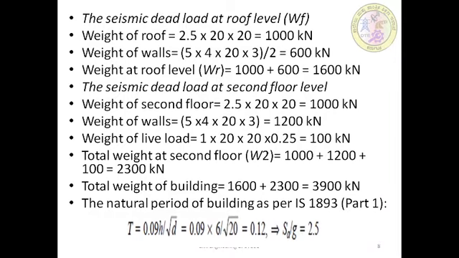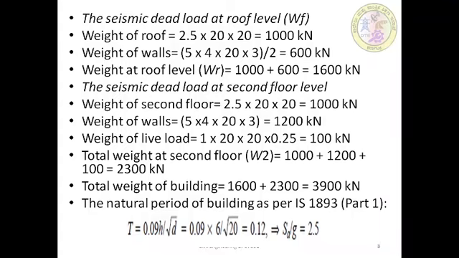Then the weight of the wall. Here a 3 meter height wall is taken, and the loading is 5 into 4 walls. Now half of the wall is to be taken because it is at the roof level, so that's why it is calculated as 600 kilonewton. And the weight at the roof level will be the weight of the roof plus the weight of the wall, so it is calculated as 1600 kilonewton.